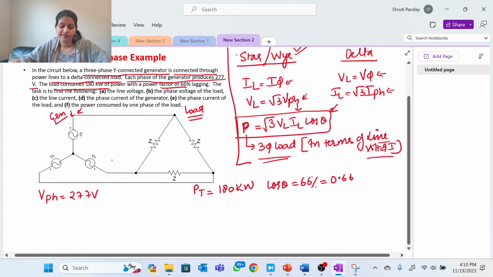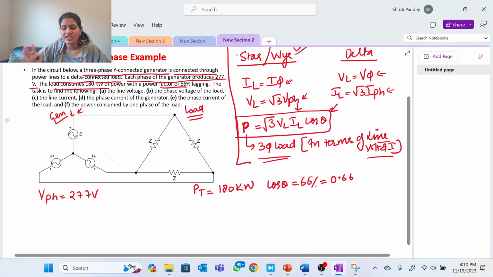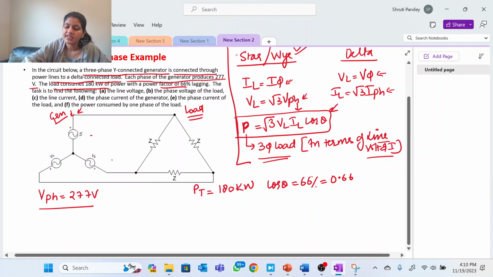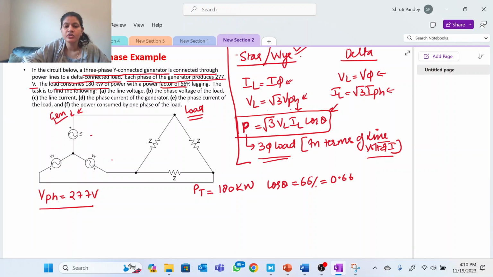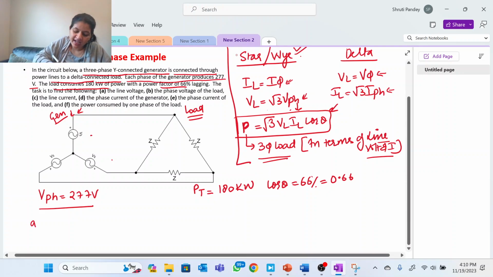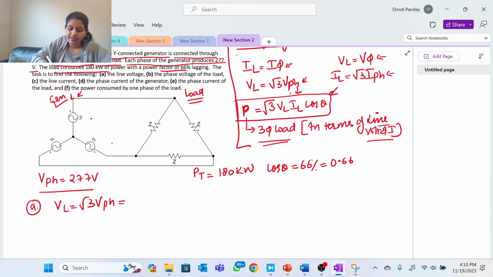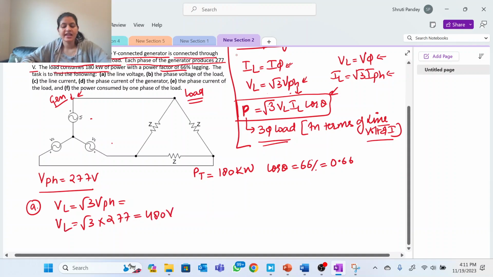Now we will see what we have to find. First, we need to find the line voltage. In terms of voltage, the phase voltage is given and they are asking for the line voltage. We know this is star, and in case of star connection, V line is equal to root 3 times V phase. So V line is root 3 times 277, which I think will be 480 volts. So this is the line voltage.